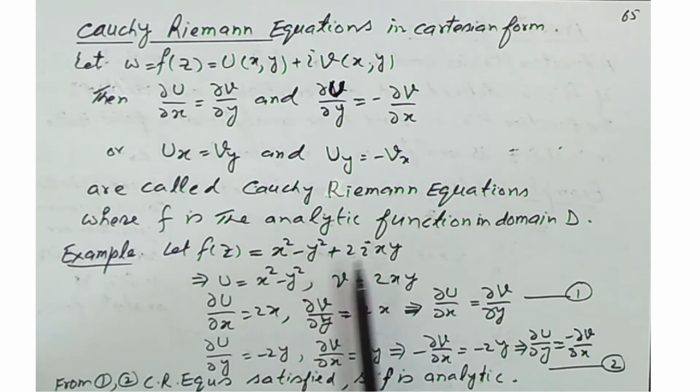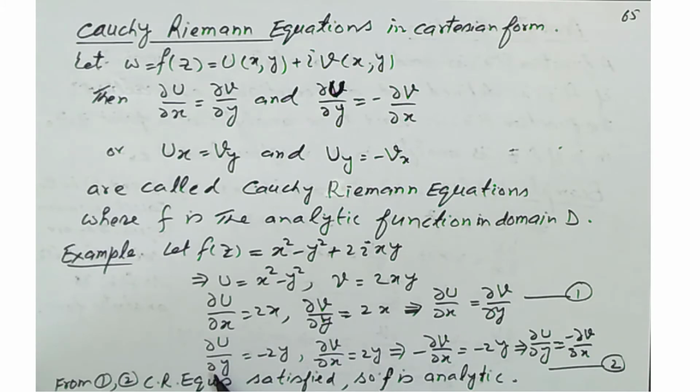Now as an example, f of z equal to x square minus y square plus 2i xy. Here this part is u and this part is v. So u is x square minus y square and v is 2xy. We partially differentiate u with respect to x. This is 2x, its derivative is 0, and partial v over partial y is 2x. So they are equal. So we say partial u over partial x equal to partial v over partial y, this is equation 1.